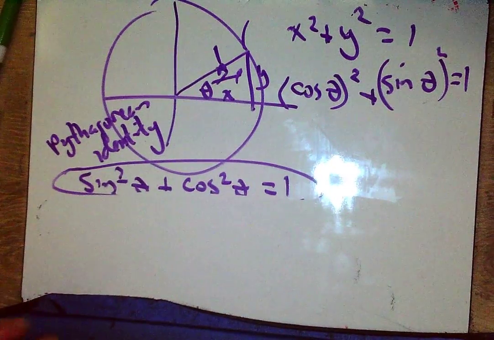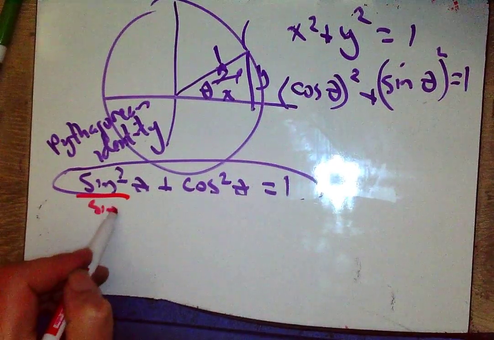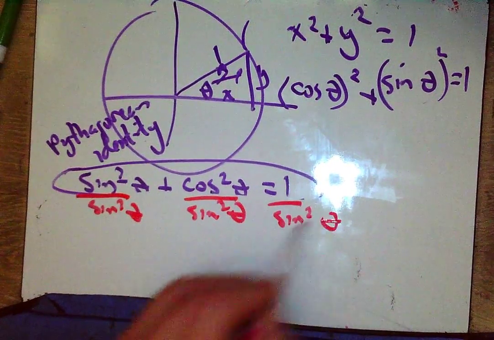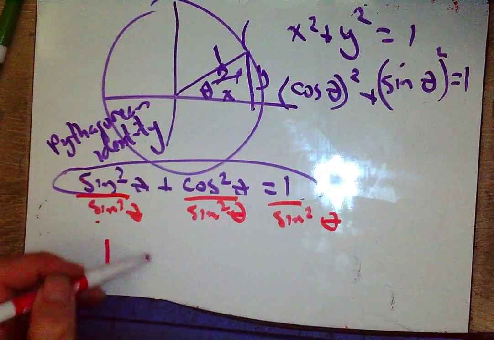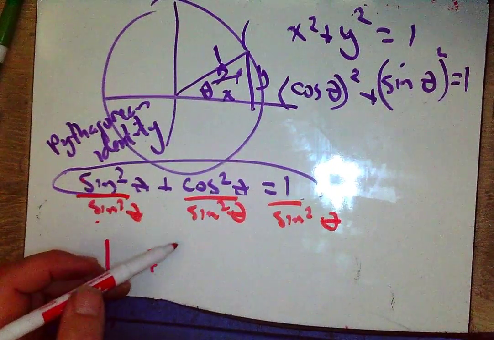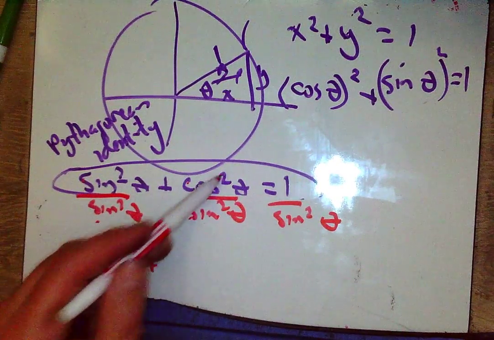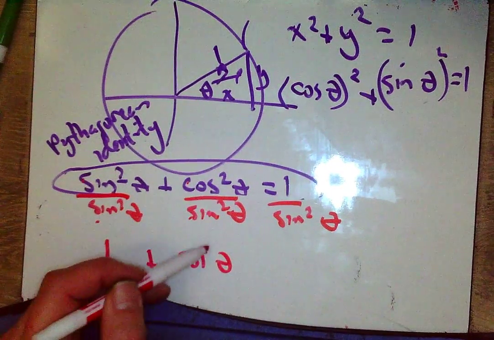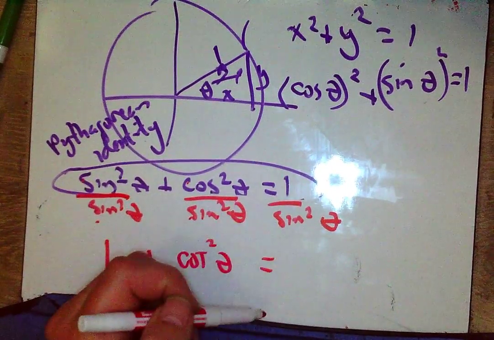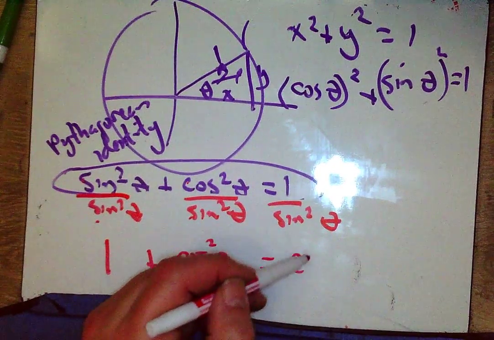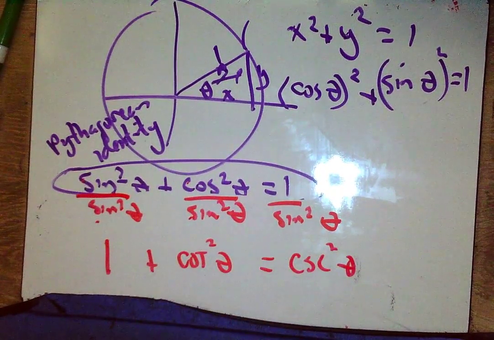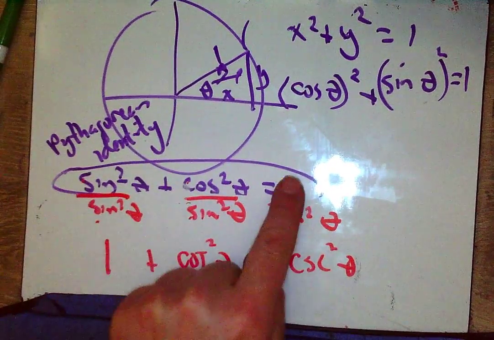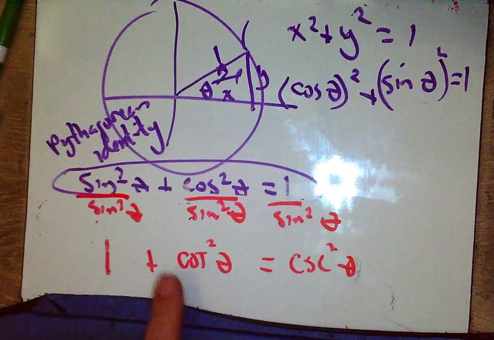In fact, I want to do something else here. Let's divide everywhere by sine squared. Sine squared over sine squared is 1. Cosine squared over sine squared is the same as cosine over sine squared. Well, cosine over sine is cotangent. And the 1 squared. What's 1 over sine squared? Well, the reciprocal of sine is cosecant squared. Okay, so here's another Pythagorean identity. When we divide all of these by sine squared, we get all of these.